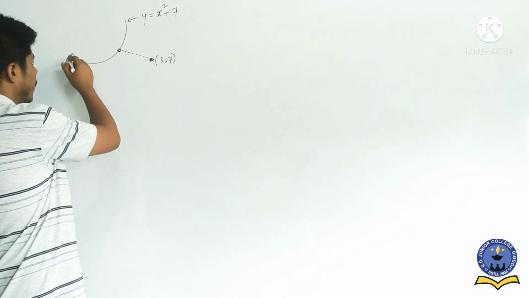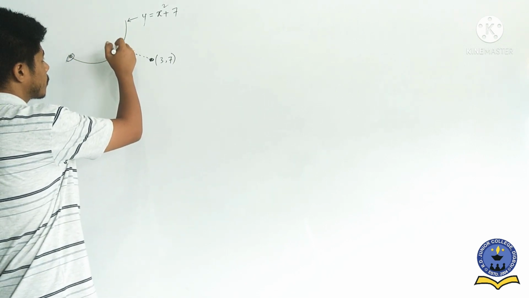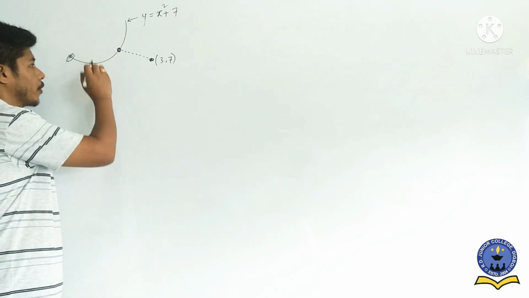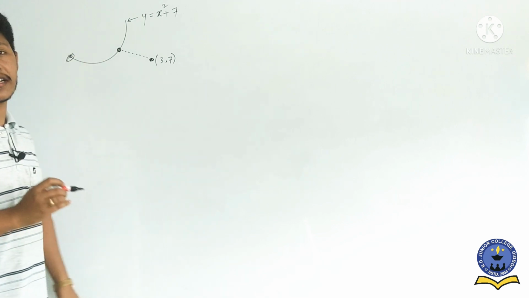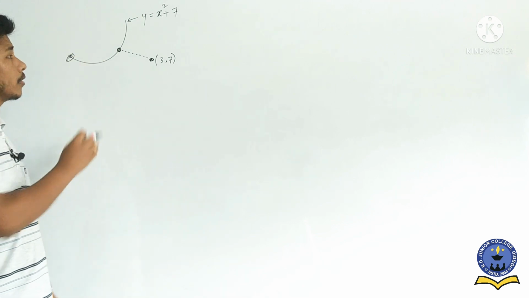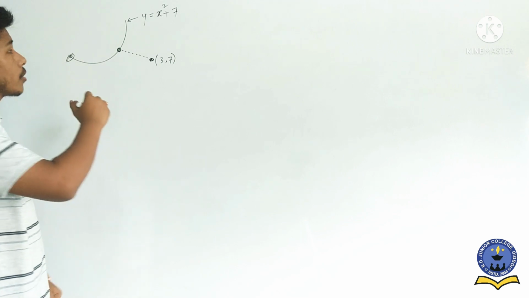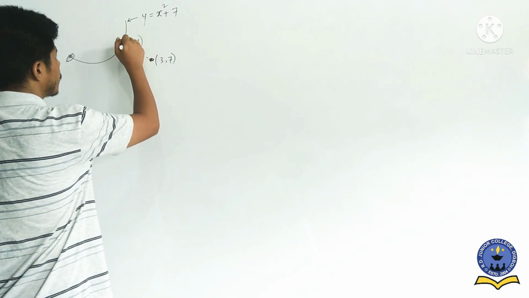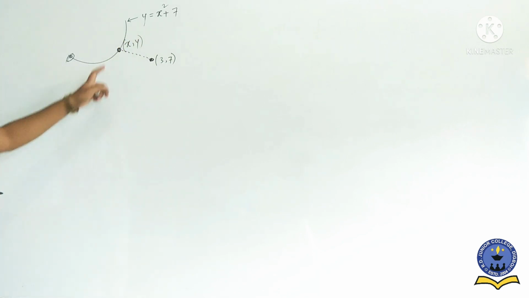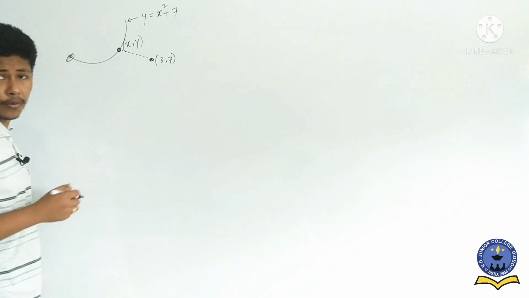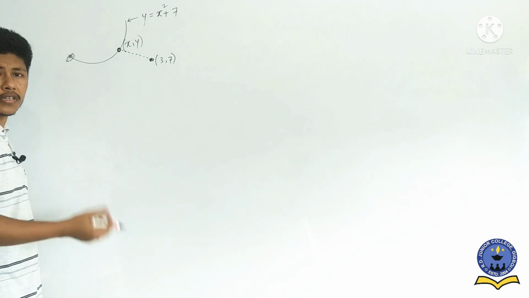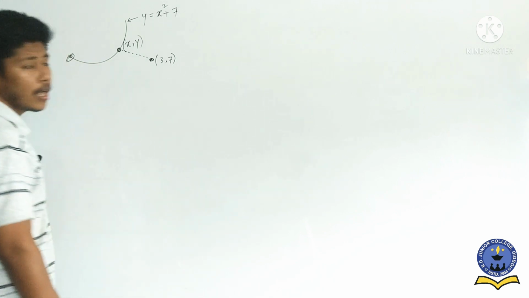Now when the helicopter moves in this path, at this position there is a point here. We don't know the exact location, so we assume it to be x and y. That's why we denote this by (x, y). The soldier's position we already know, isn't it? And we have to find the nearest distance between these two, so obviously we have to apply the distance formula here.